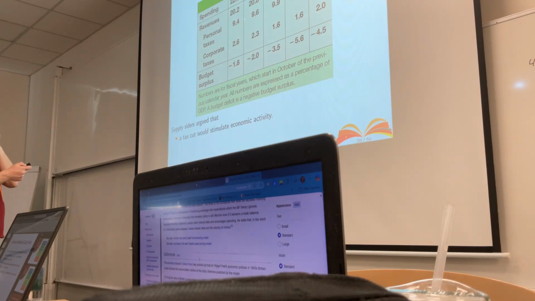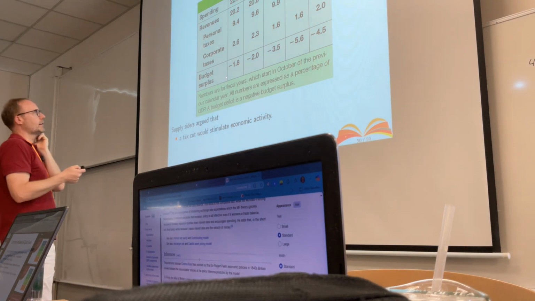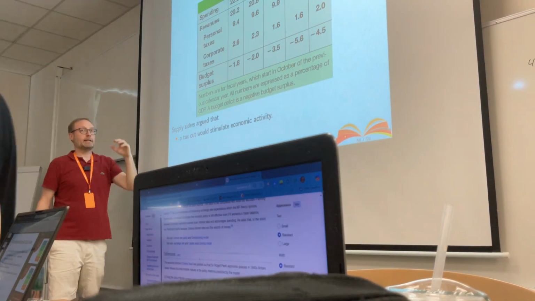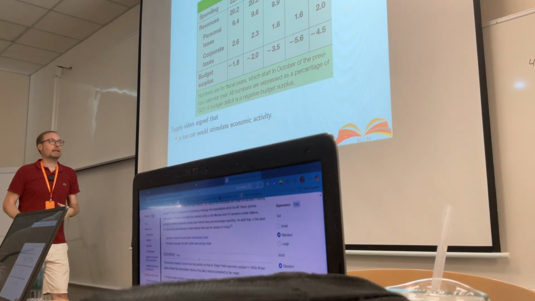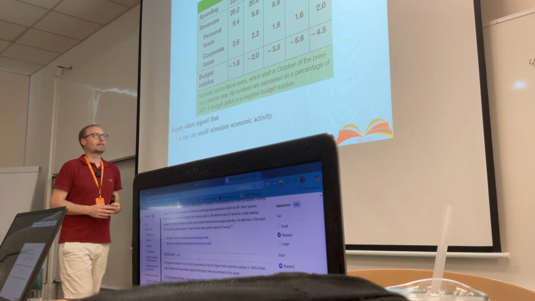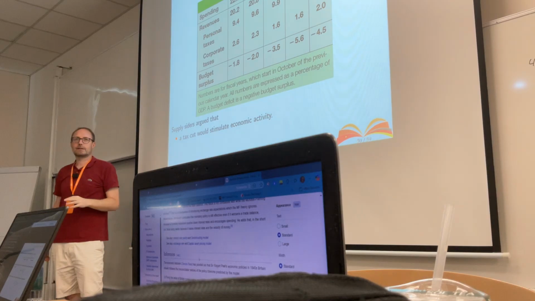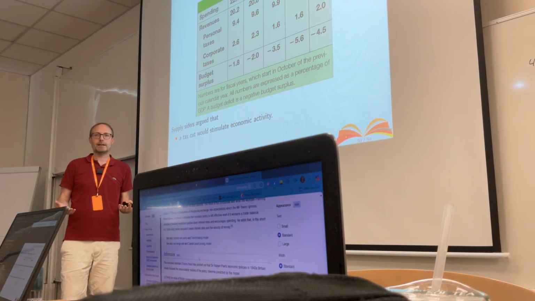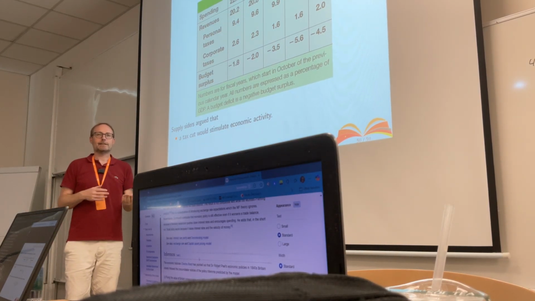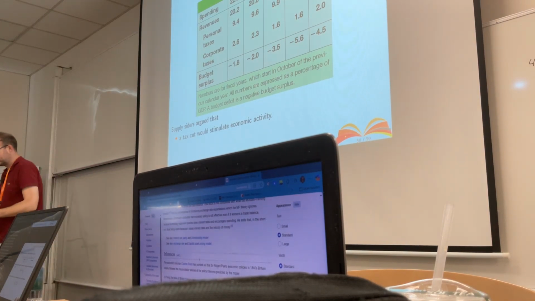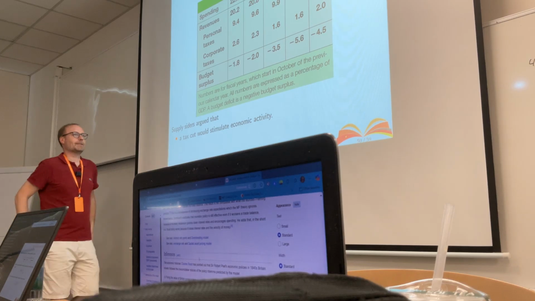So we see taxes went down, corporate taxes and personal taxes. This led to an increase in debt, so we have a negative budget surplus. With these numbers here, a positive budget surplus means a budget surplus. If a budget surplus is negative, that's the same thing as a budget deficit.